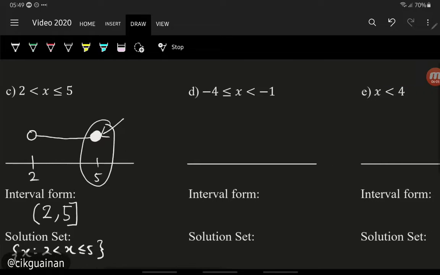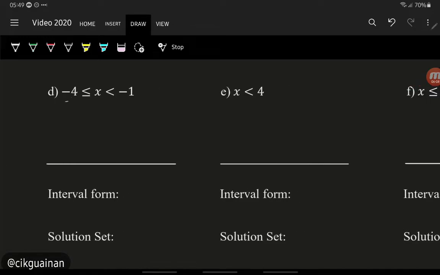Now, next one. We have minus 4 and we have minus 1. Minus 4 over here, minus 1 over here. And then for minus 4, we are using a dense circle, because minus 4 is included in our interval. Minus 1, however, is an open circle. And then just connect them both. So this is the number line. For interval form, minus 4 is included. So minus 4 included.